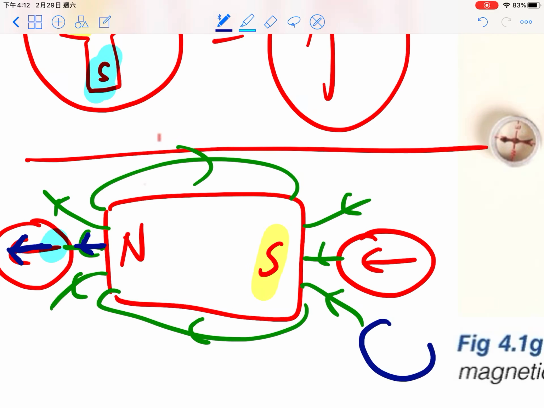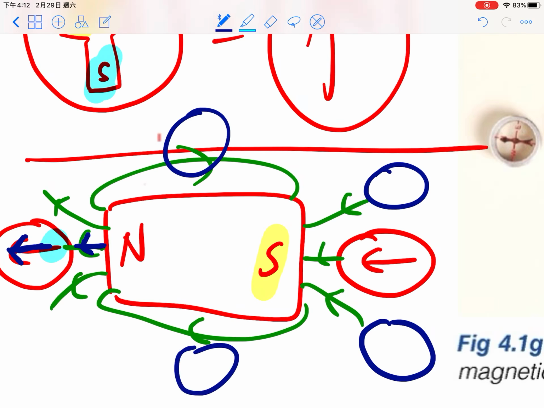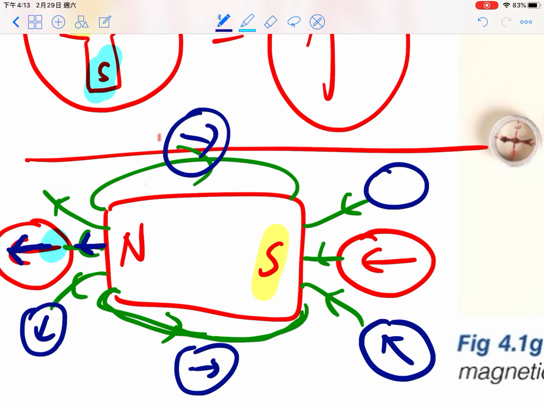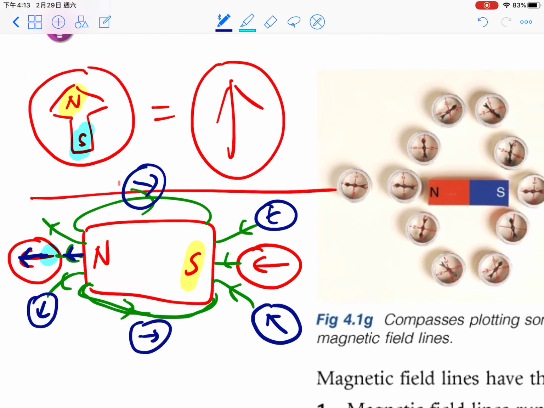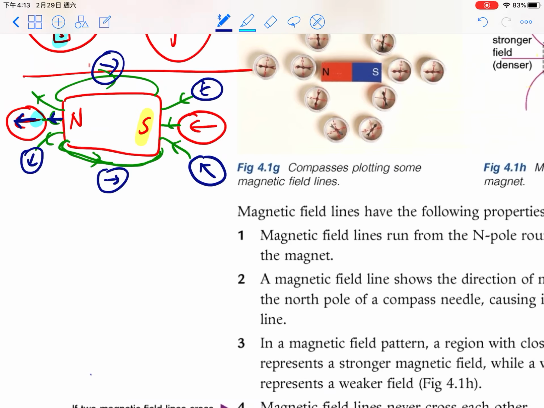So if I put a compass here, here, here, what is the pointing direction? It will have the same direction as the magnetic field. Oh, sorry, wrong drawing. North to south, right? North to south. So this is important, to use a compass in chapter 4.1.